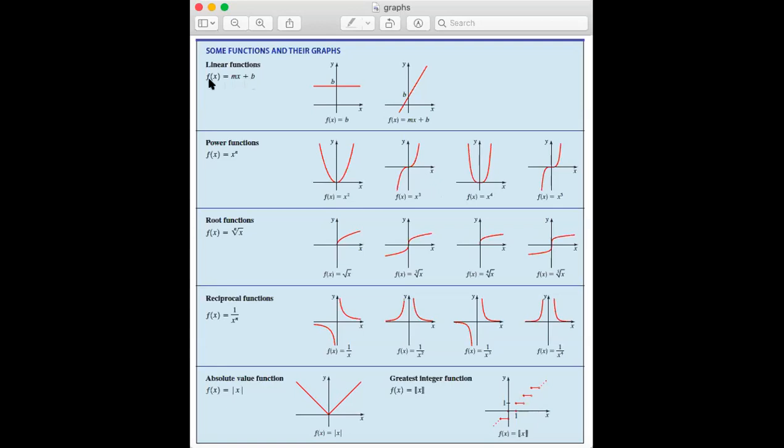This is a linear function. So the linear function always looks like a line. It's a horizontal line if f of x equals b, like f of x equals 0, f of x equals 1, f of x equals 2, a horizontal line. Why? Because the slope is 0. For the second one, it has a slope. If the slope is positive, as I said before, it will look like this. If the slope is negative, it looks like this.